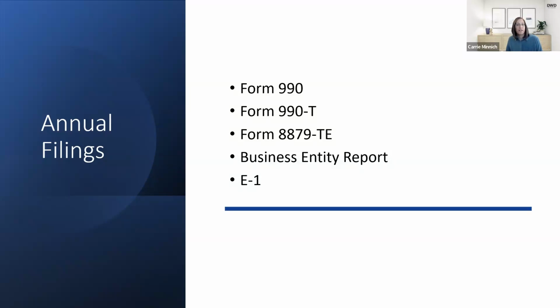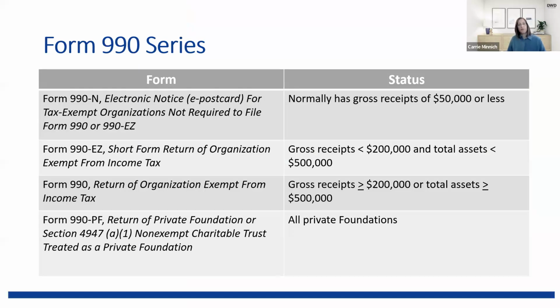Next is annual filings. So these are forms that need to be filed every year. And again, maybe not for every single organization, but these are more common ones that most need to file. Okay, so nonprofits do not file income tax returns, but they still have to file an informational return with the IRS. It's called Form 990.